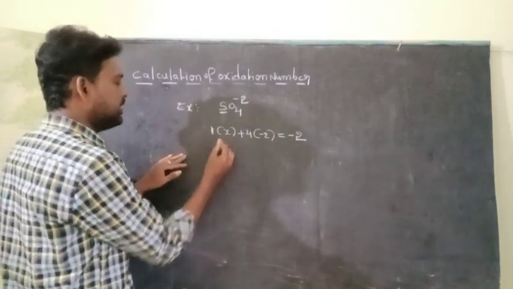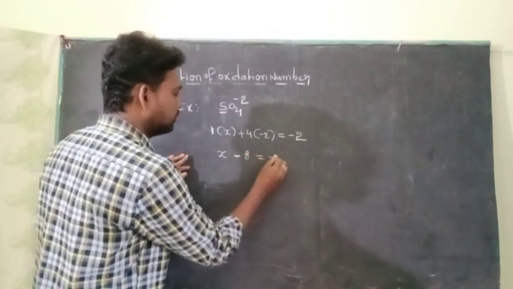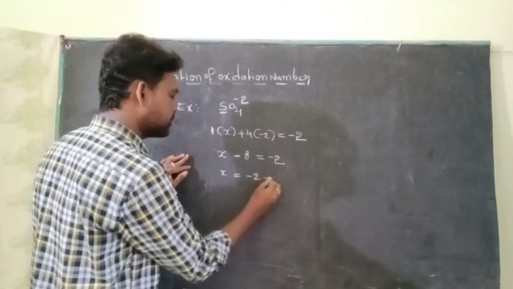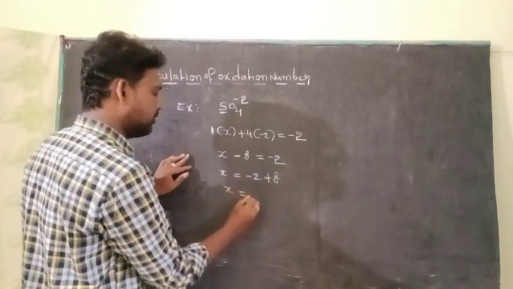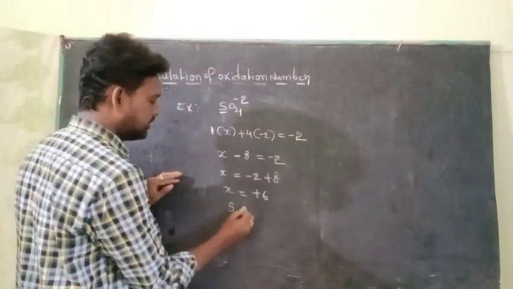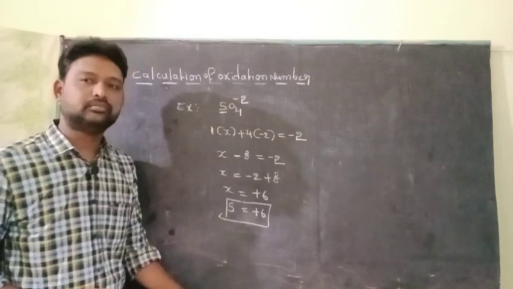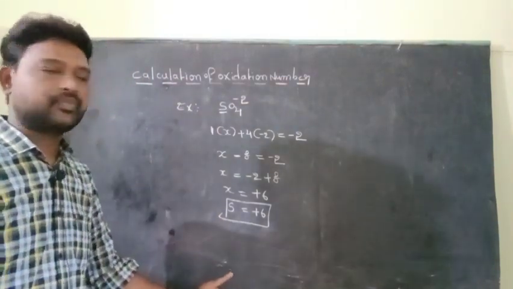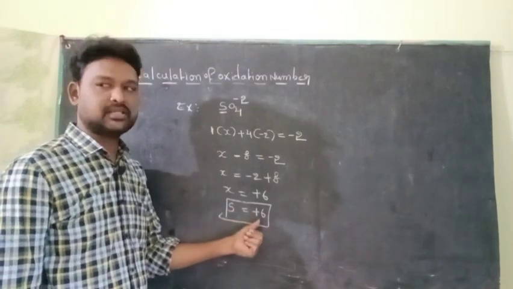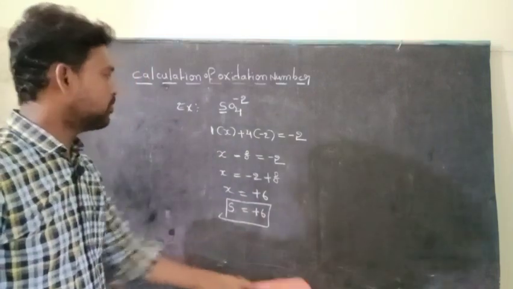Okay. So 1 into x minus 8 equal to minus 2. So x equal to minus 2 plus 8. The x equal to plus 6. So x is nothing but the sulfur oxidation number, plus 6. Okay. So here in this compound the sulfur oxidation number is plus 6. So this is one of the models.